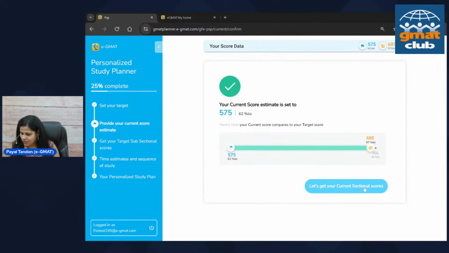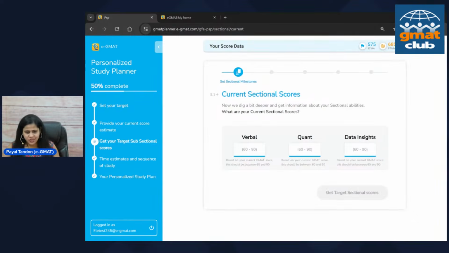Now the next thing is to set up my sectional scores, which means what did I get in verbal? Let's say I had a 77 in verbal. In quant, I'm at 82 right now.